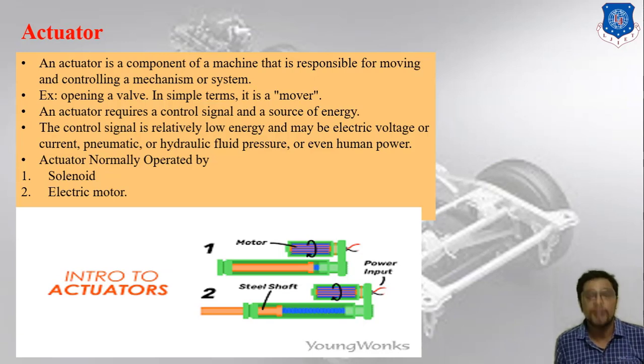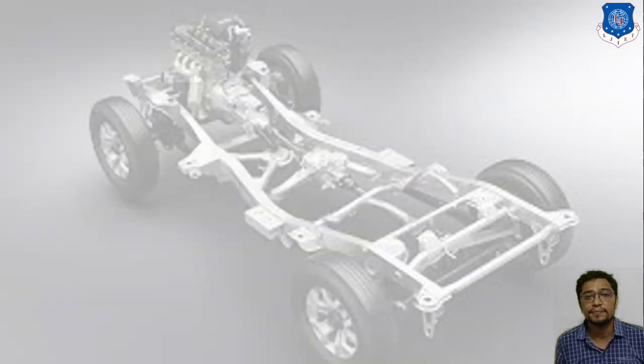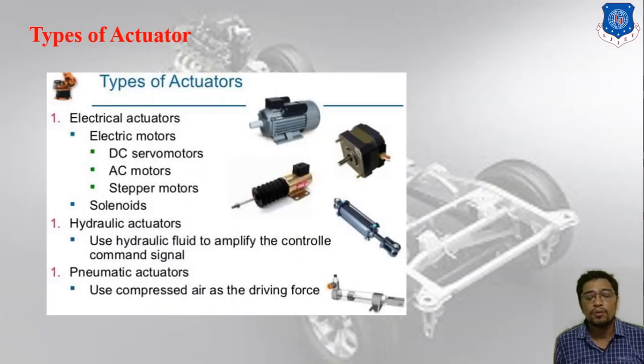So move forward to the next slide. Now there are mainly three different types of actuators, as I discussed here. First one is the electrical actuator. There are mainly four or five concepts over there. First one is the electrical motor. Second one is the DC servo motor. Third one is the AC motor. Fourth one is the step motor, and fifth one is the solenoid.